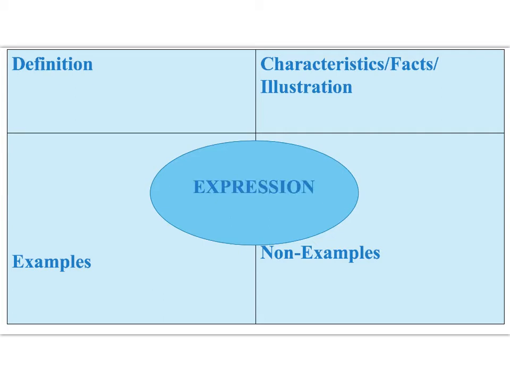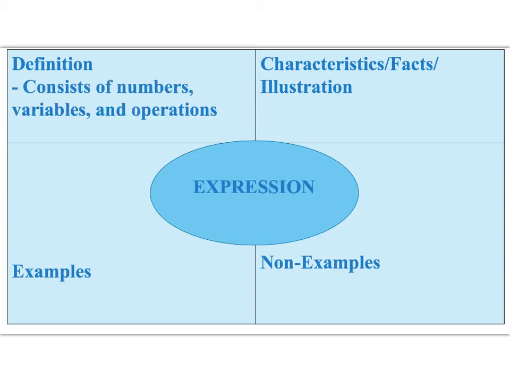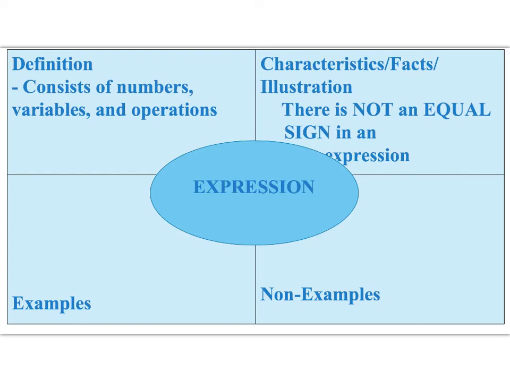So an expression is our next vocab word. The definition of expression: it consists of numbers, variables, and operations. Some characteristics, facts, or illustrations. There is not an equal sign in an expression. So that's the biggest thing. Sometimes you guys get asked to write expressions and you put an equal sign because you're so used to writing equations. Those are different things and you have to be careful about that wording, even though it's tricky and they sound so similar.